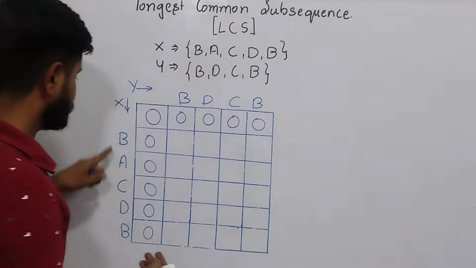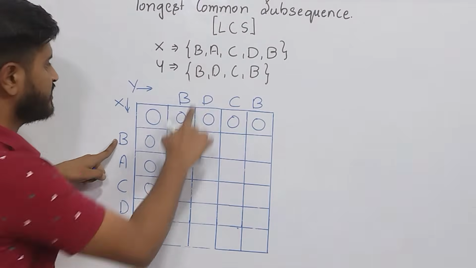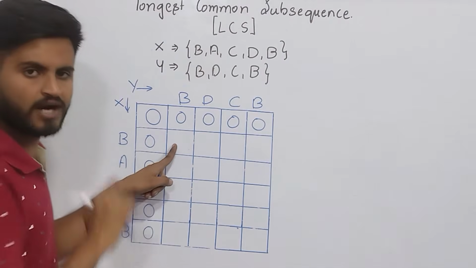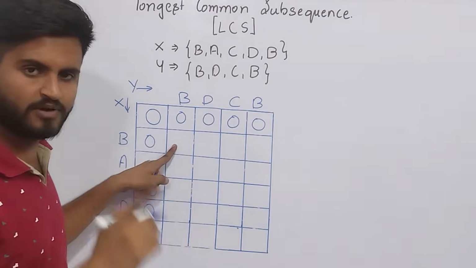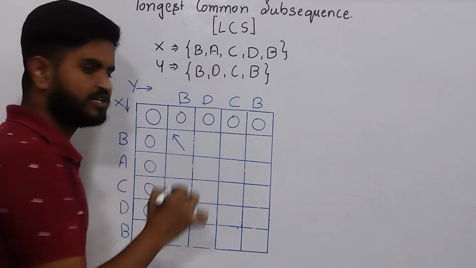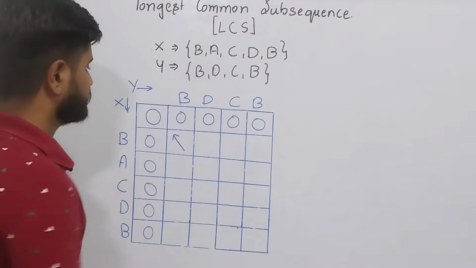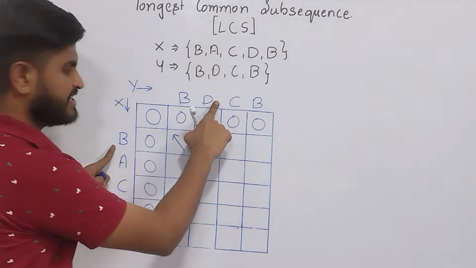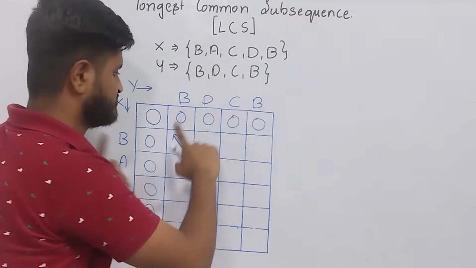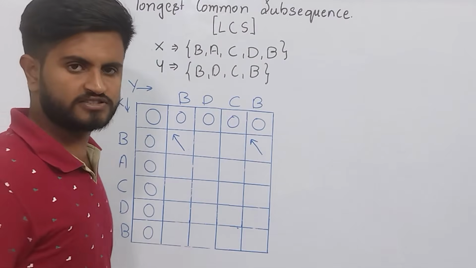You must search for the common elements. Here I have b, and here also I have b. So this box is common, b comma b, and you write an arrow tilted towards the left side. Now b and d is not matching, b and c is not matching, but b and b is matching. The same element must be there, so I will write an arrow tilted towards the left side.